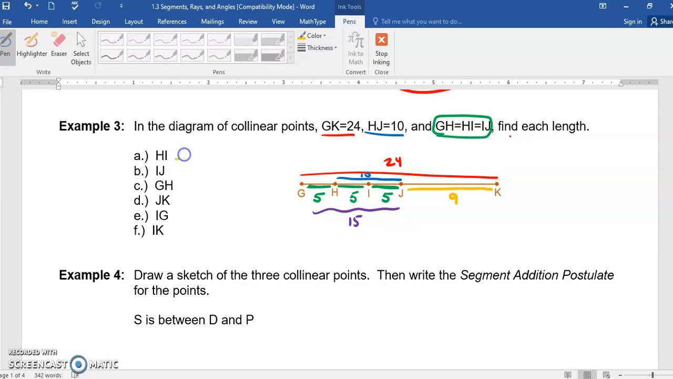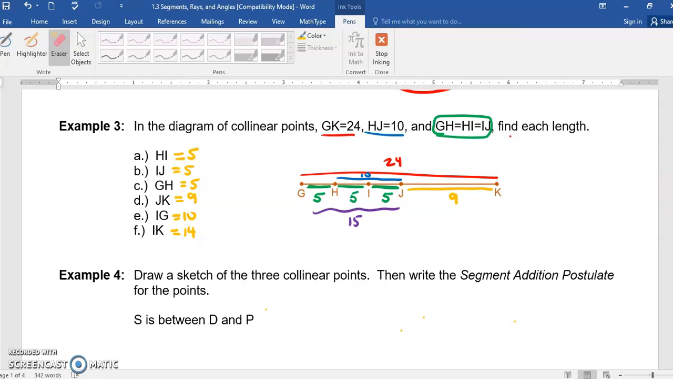Now we have to be able to answer these questions here. HI, that's one of the green ones, that's 5. IJ, one of the green ones, that's 5. GH, one of the green ones, that's 5. JK, we'll get that marked down there. IG, now IG is two of those green ones put together. Piece plus piece equals whole thing. That's got to be 10. IK is the 5 plus the 9 for 14. So oftentimes it helps to just label that whole picture first, and then you can answer all of those questions.